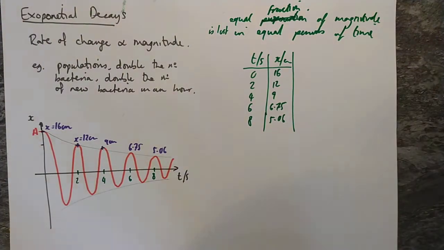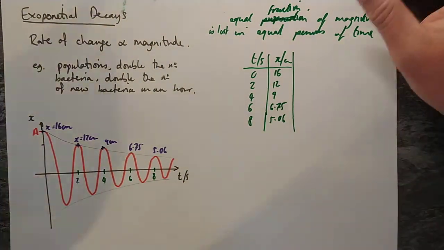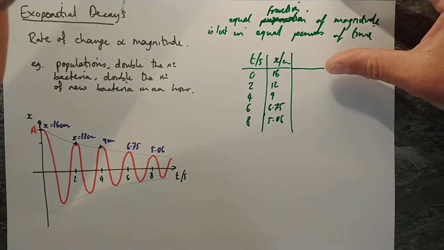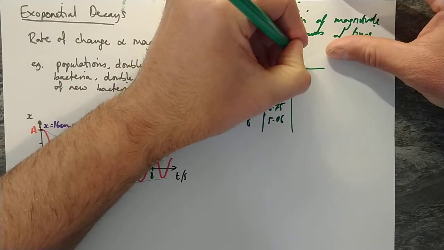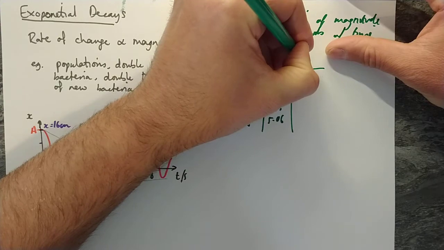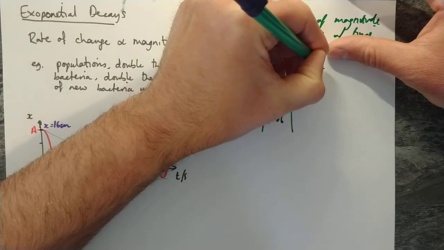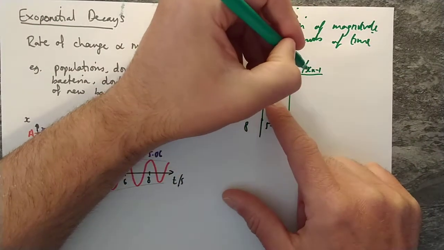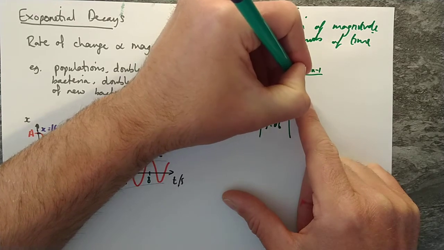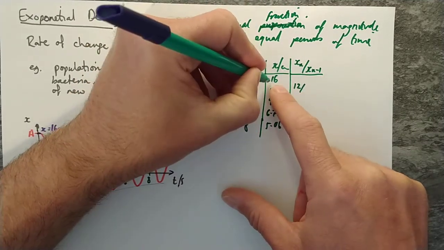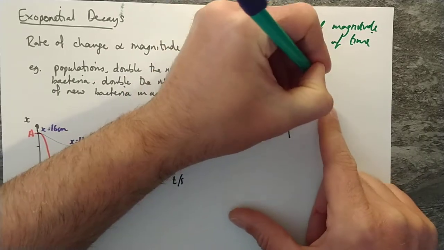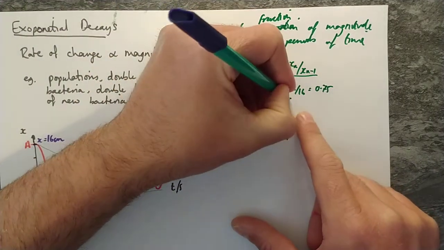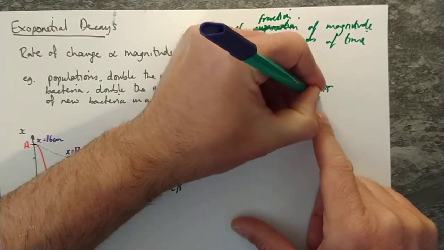So that's our decay. You can see it's decreasing, but we want to see that the decrease is proportional to the magnitude. So what I'm going to go in this column here is I'm going to calculate what xn divided by xn minus 1 is. Okay, so if xn here is 12, I'm going to go 12 divided by xn minus 1. The previous one is 16. So 12 over 16, 0.75. I'm going to do the same in this one. I'm going to go 9 over 12 equals 0.75.